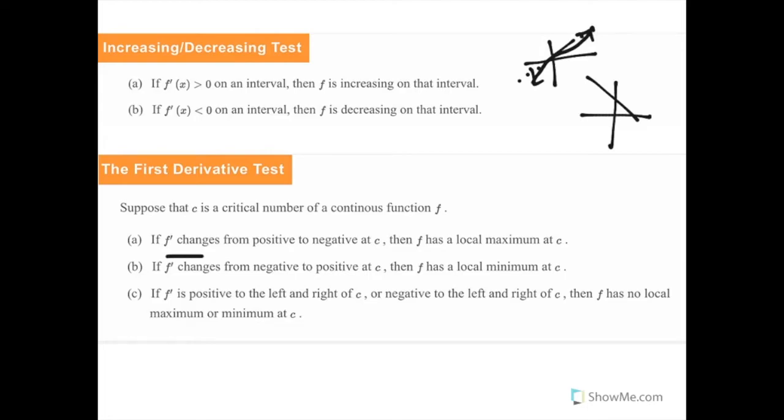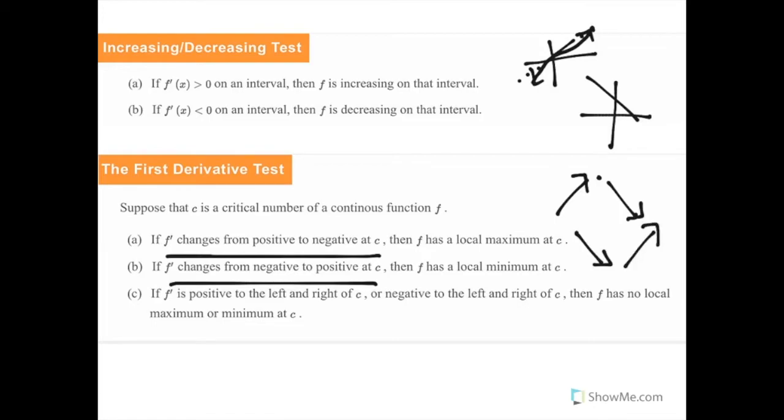If f prime changes from positive to negative, think about this a second, that means f changes from increasing to decreasing. So you're going from increasing to decreasing. That had better mean that there is a local maximum at that value of c. In the second one, if f prime changes from negative to positive, the slope of the tangent line there is negative, so f is decreasing and then f is increasing. That had better mean that you have a local minimum.